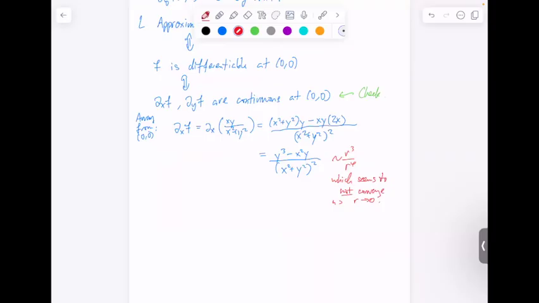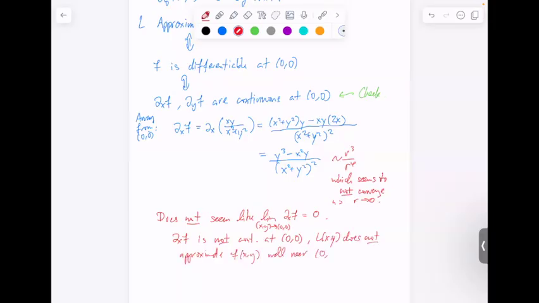So, okay, well, can we make this concrete? It seems like this does not go to 0 as (x,y) goes to (0,0), so the limit of partial x of f is not equal to 0. So partial x of f is not continuous at (0,0). So L of (x,y) does not approximate f of (x,y) well near (0,0).